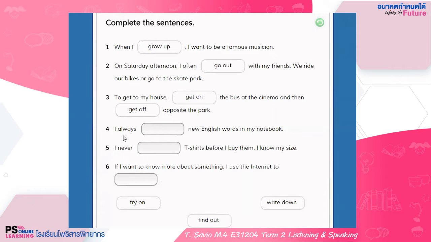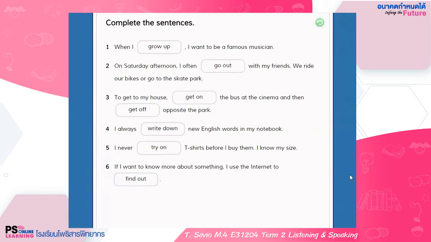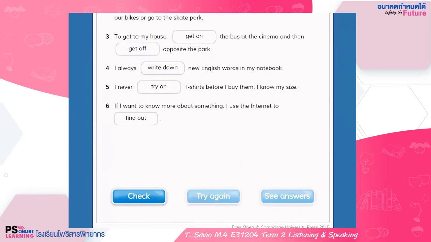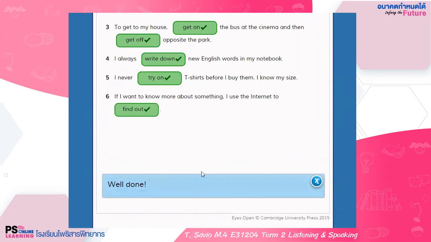Number 4. I always write down new English words in my notebook. Number 5. I never try on t-shirts before I buy them. I know my size. And number 6. If I want to know more about something, I use the internet to find out. Let's check our phrasal verbs here. Well done.